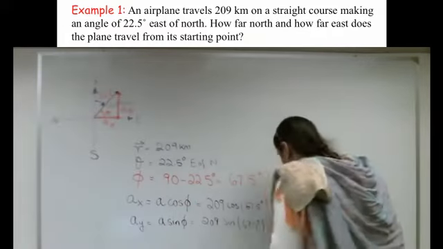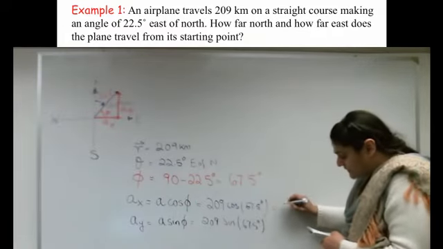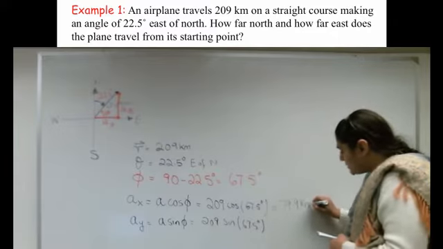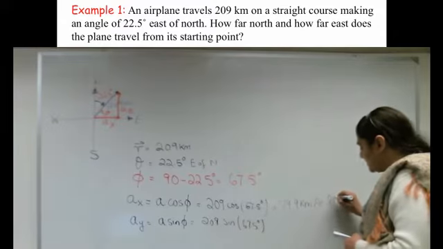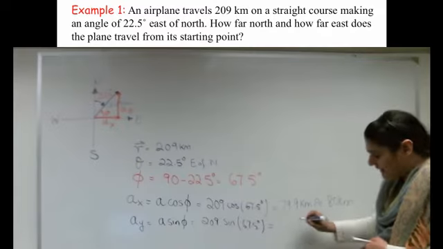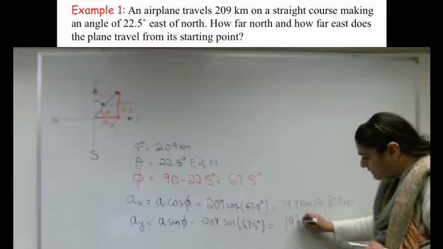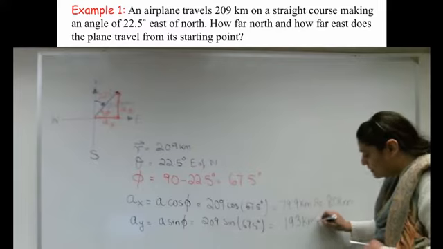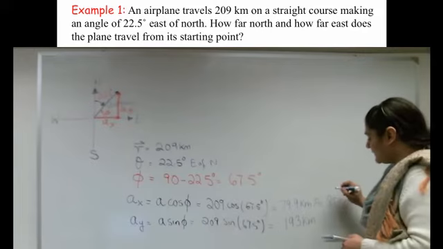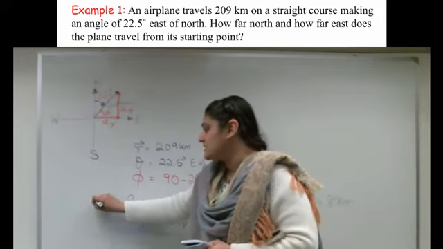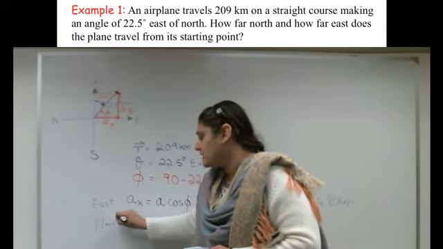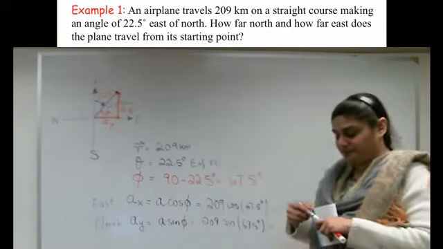And I get, when I do the calculation, for this one 79.9 kilometers, which I can approximate to be 80 kilometers. And for AY, I get approximately 193 kilometers. So this is how far east, and this is how far north the plane has moved.